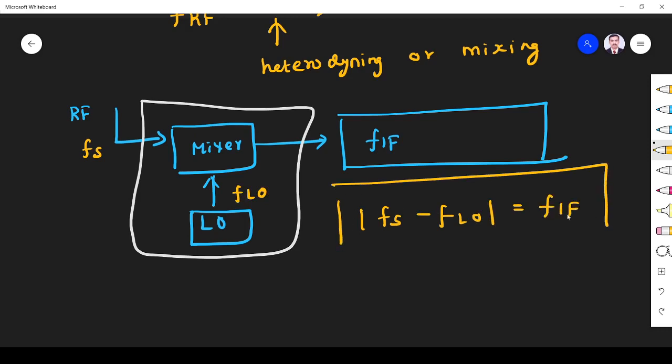It is like tuning our radio receiver in FM. We receive the signal from the FM station, and every station is allocated some frequency. If you tune our tuner, that is our local oscillator, according to this range, we will receive the signal. So the magnitude difference between the signal frequency and the local oscillator frequency must be equal to FIF. In this way Fs, which is in the RF range, is converted into the IF range.